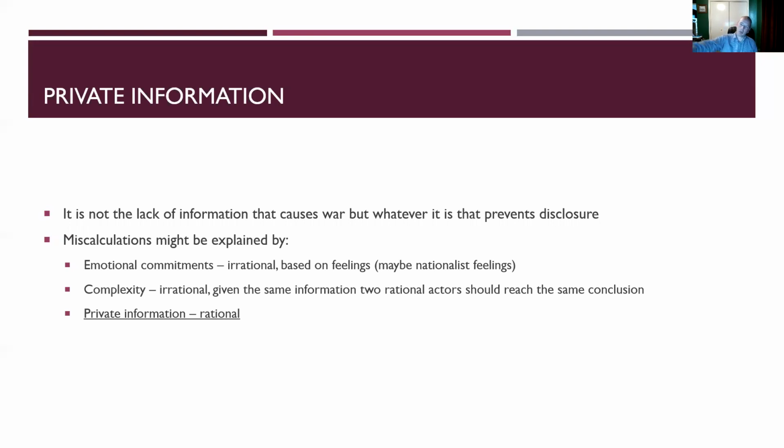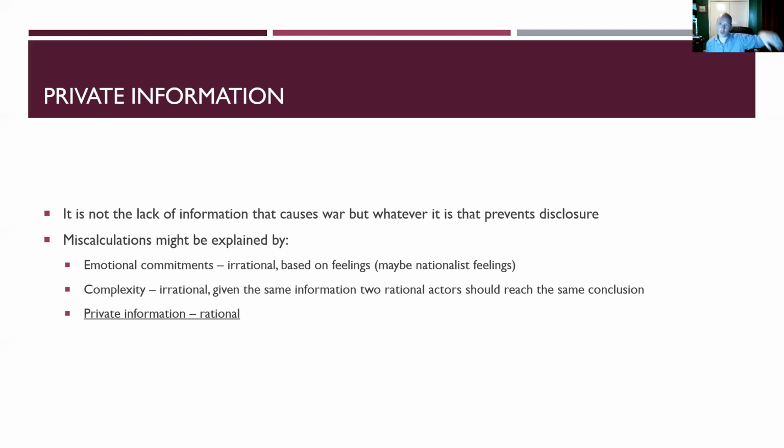See that again, we've got these first two miscalculations, these first two explanations here: emotional commitments and complexity. But they're both irrational, and we don't want any irrational reasons. We only want rational ones. And the only way that miscalculations might be explained in a rational way is the private information thing.